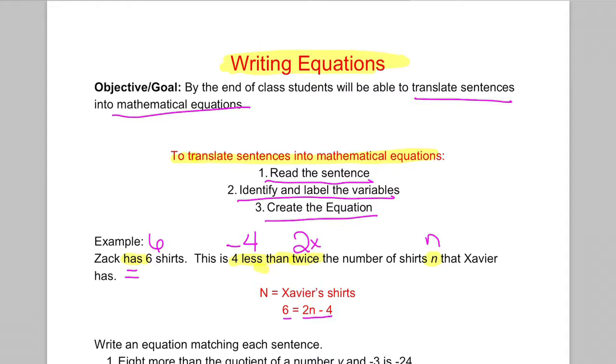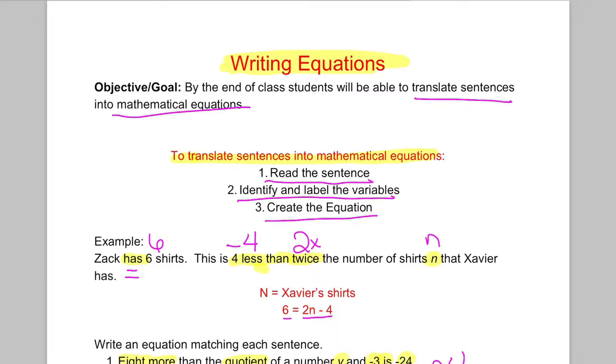Write an equation that matches each sentence. 8 more than the quotient of a number y and negative 3 is negative 24. So let's write what we know. 8 more is plus 8. Quotient means division. Y is our variable. Negative 3 is another word for equal. And then negative 24. Let's put it all together.